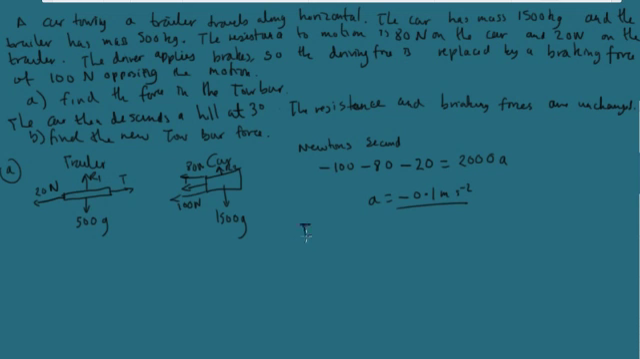So for the trailer we'll have T minus 20 equals the mass times A, 500 times A. And for the car it would be minus 100 minus 80 minus T equals 1500 A. So this gives us T is equal to minus 30 newtons.